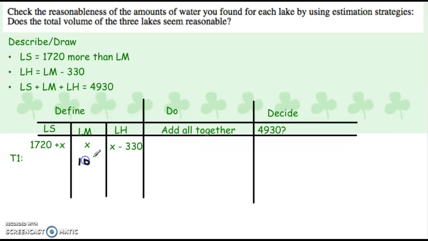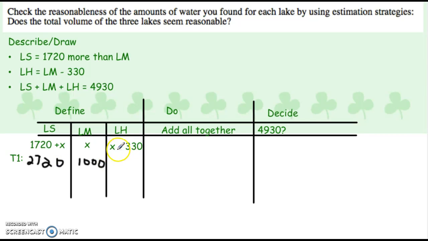And that was part of the problem where it said to estimate first so that you know you're guessing something reasonable. Because I know that if I guess only like 10, that's not going to end up getting me anywhere near 4,930. So if Lake Michigan is 1,000, Lake Superior would be 1,000 plus 1,720. So hopefully you can see that would be 2,720.